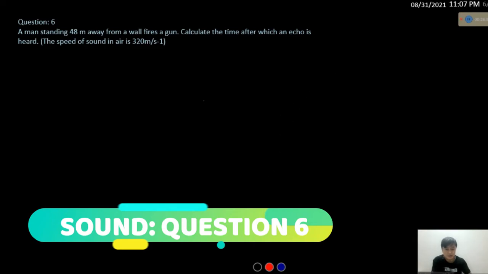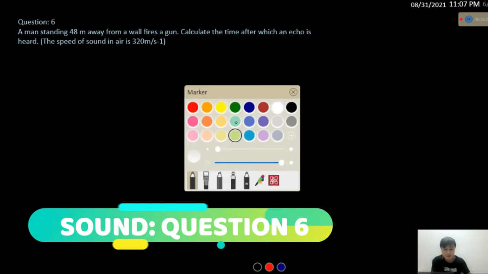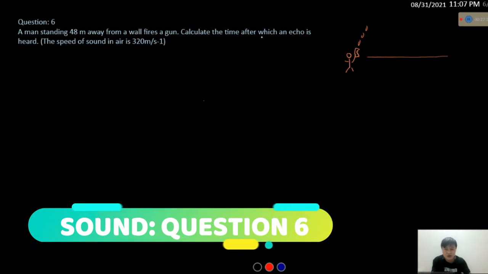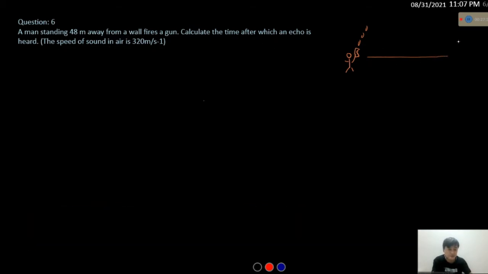So here man, okay, this is a danger man, because he is firing a gun. So this fires a gun. What sound will come? And after firing, the sound will travel here. Echo heard. Wall is there. So the Great Wall of China is there, right? Near that, a man is there.